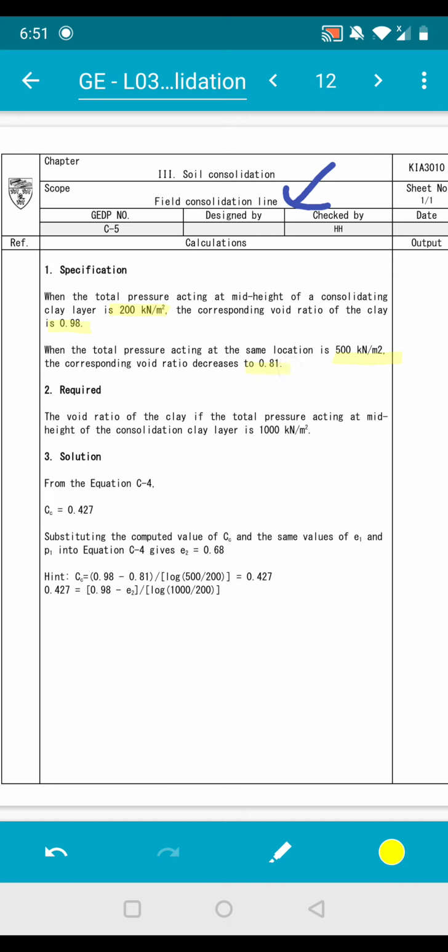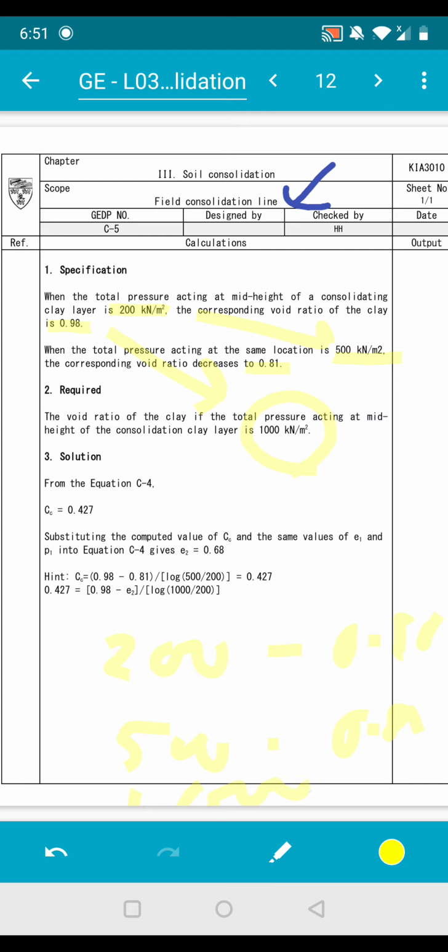So does it make sense? When the pressure increases, the value of void ratio decreases. So try to make a relationship. And what is required? It is basically the void ratio at 1000 kilonewton per meter square. From here you can just make a simple understanding of math. Let's say 200 equals 0.98, okay, and then it's given 500, so it's 0.81. So how are you going to calculate for 1000?